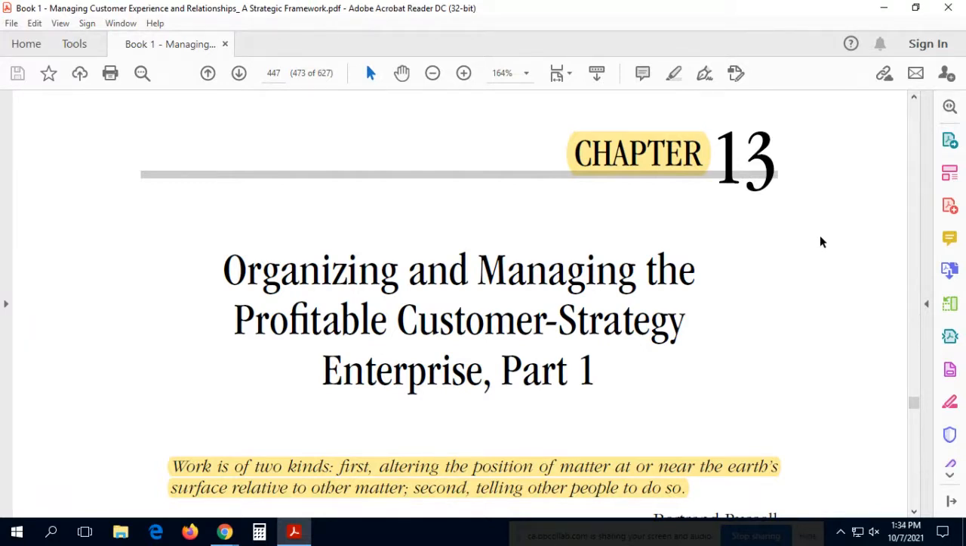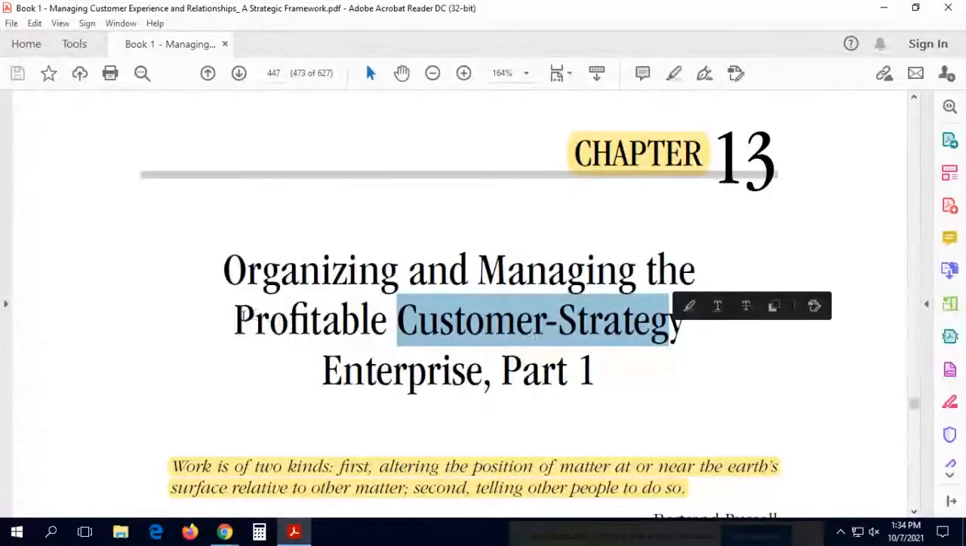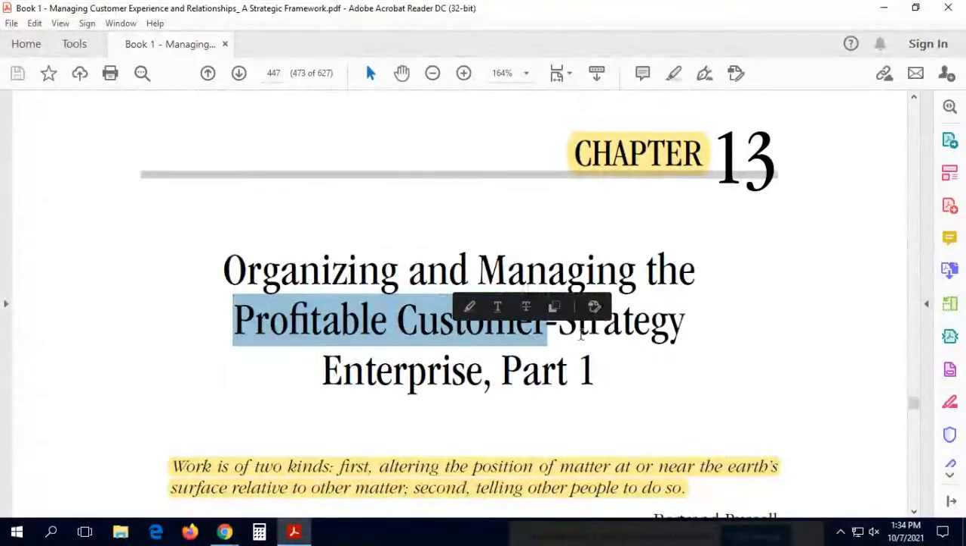So in these two chapters, chapter 13 and 14, part 1 and part 2, you are going to see, as you will read, that the authors have very skillfully and in a very nice way brought in the concepts which we already covered in the earlier chapters in the book, and for rightful reason, because they are talking about customer strategy, enterprise-wide customer strategy, and not just any customer strategy, profitable customer strategy.